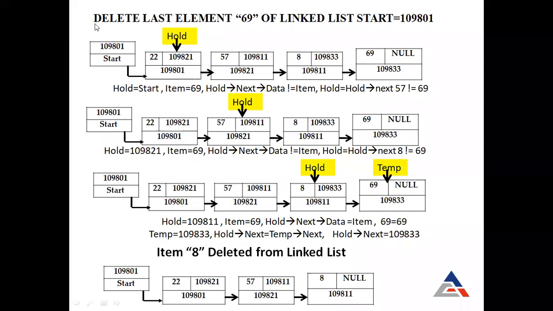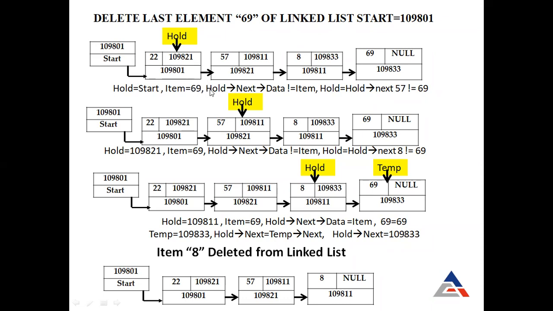So in this example, I want to delete the element having the value 69, the node having the information 69. I'm having four nodes in the linked list. So I start by searching. First of all, the searching process will start. I start with the first node, which I call hold. So hold becomes 109801. Hold is start. This becomes hold. Item is 69, the item having value 69 that I want to delete.